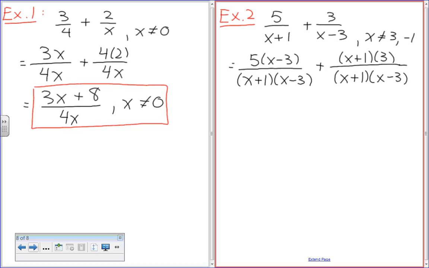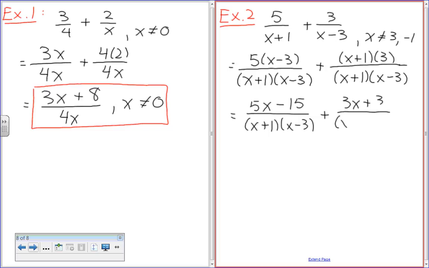Yeah. All right, Madison. Next step is FOIL out the numerators and add them. So that's what you're going to do for me right now. What is 5 times x minus 3, please? 5x minus 15. Good. And then 3x plus 3. So far, so good. All right, Callan, what is 5x minus 15 plus 3x plus 3 equal to?